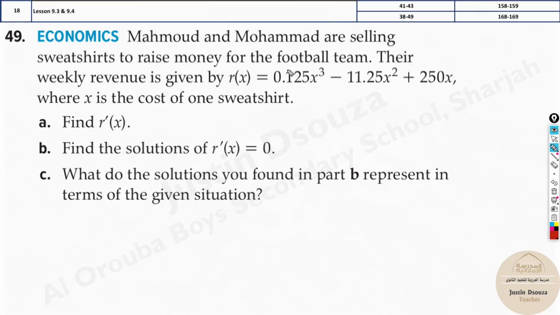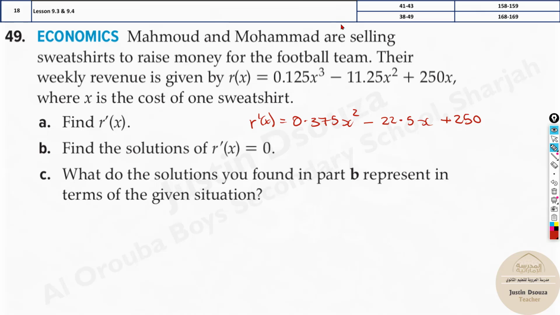When you derive, power rule, 3 comes down, it will be 0.375 x power 2, because you have to reduce the power by 1, minus 11 times 2 is 22.5 x. And then what do we have? We have only x, this dissolves and it will be only 250 remaining. So this is r dash of x. This is the derivation of this. Find the solutions of r dash of x equal to 0. You just put in the calculator and solve it.